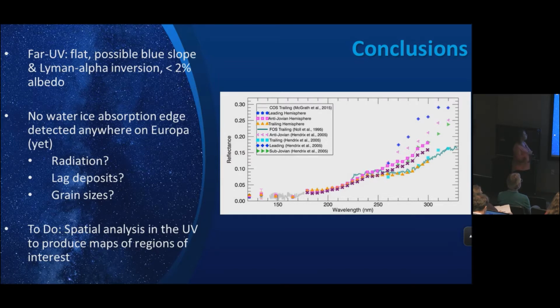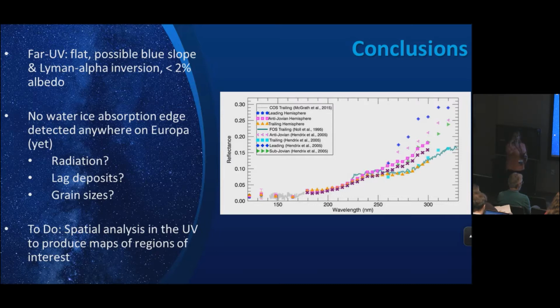There's no water ice absorption edge detected on any of the hemispheres, at least nothing very strong anyway. If it's anything, it's a little bit of a slope right here, but nothing too strong. Is it due to radiation? Is it due to some sort of lag deposit from sublimation that leaves behind a very micro-thin layer on the surface? Reminder, in UV, we're really looking at just that very, very top layer of the surface. We're not really penetrating deeper.